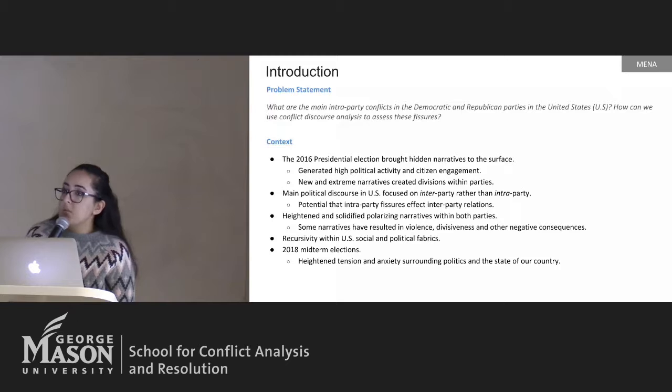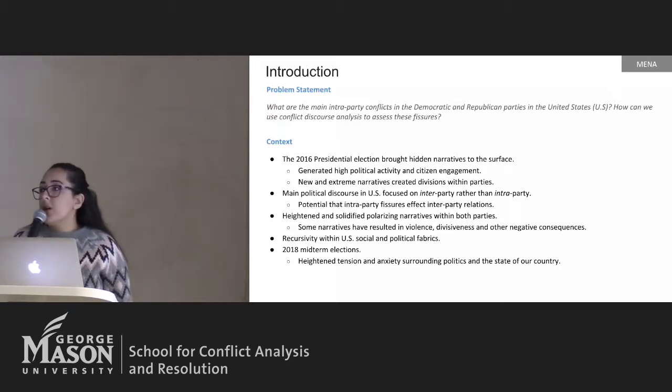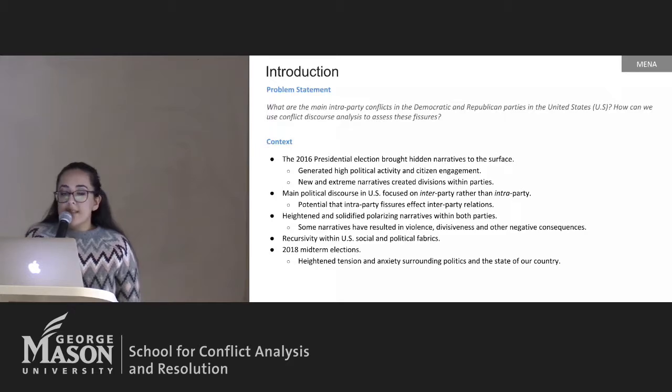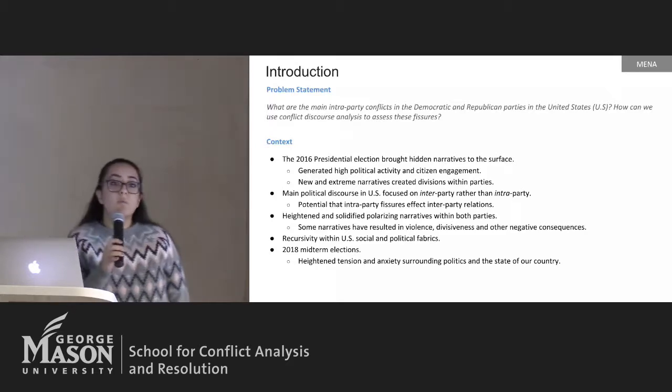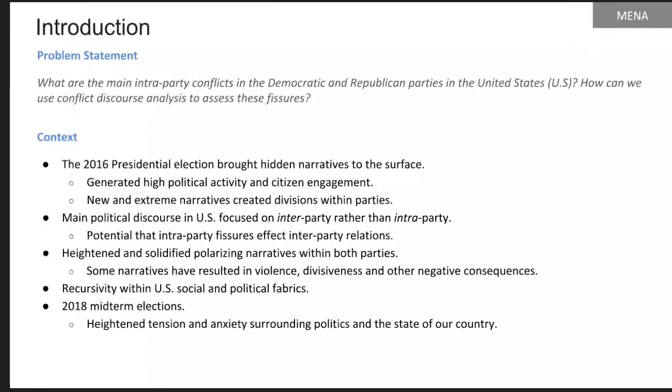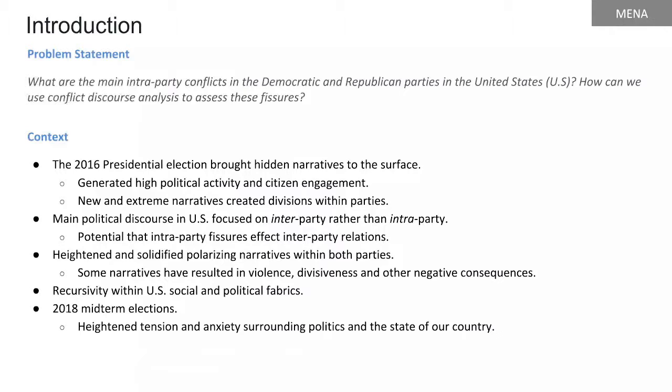Recursivity within the U.S. social and political fabrics was a really large reason why we thought this would be really cool. And then lastly, the 2018 midterm elections were structured at a time within our class where we could really get into the population of Arlington at a time where politics is a super hypersensitive issue.